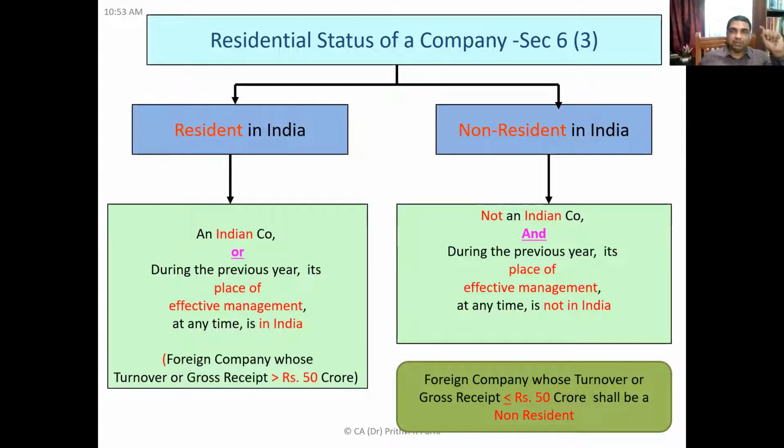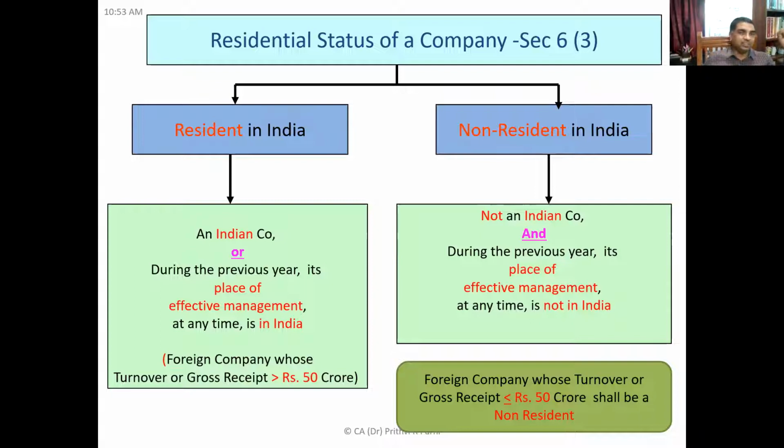That is the normal classification, but for the purpose of residential status, look at this chart and tell me what the possibilities are. Resident in India, non-resident in India. Okay, that's it. There is nothing like resident and ordinary resident, or not ordinary resident. So far as companies are concerned, companies can be either resident or non-resident.